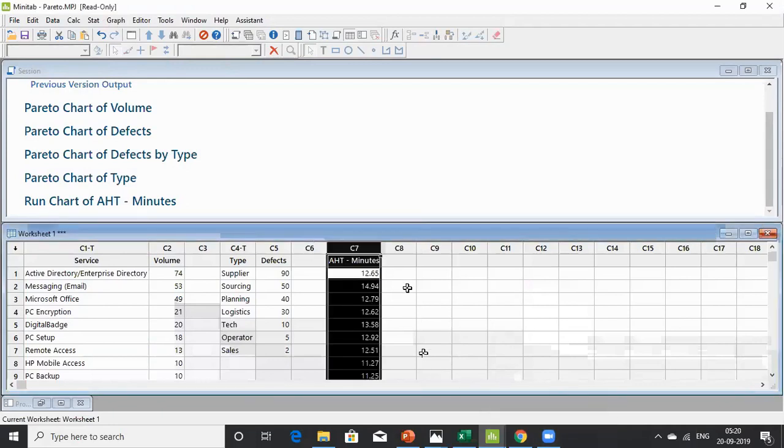Now let's look at the same data, right? And we'll try and calculate the capability of this process.